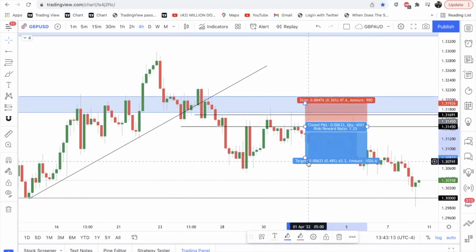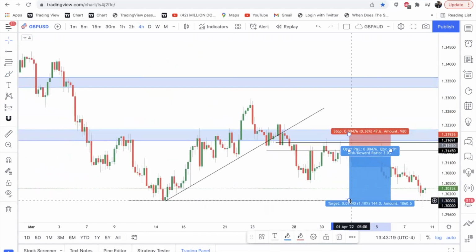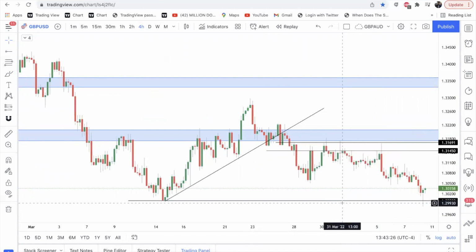And you could have just rolled this back down to support, looking to the left. Nice risk to reward right there, about 144 pips. So price reached the target I was anticipating, which is 1.30.